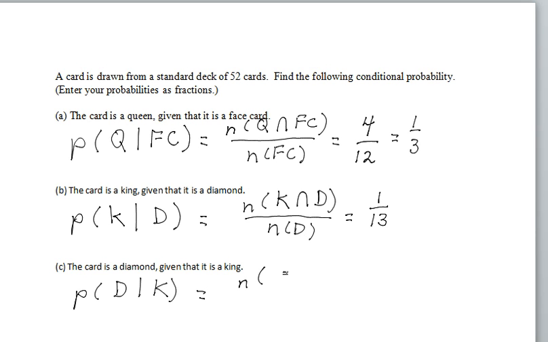Here it's the number of cards that are both diamonds and kings, which is still 1. But this time the sample space will be the number of kings, which is 4. So this time we have 1/4.